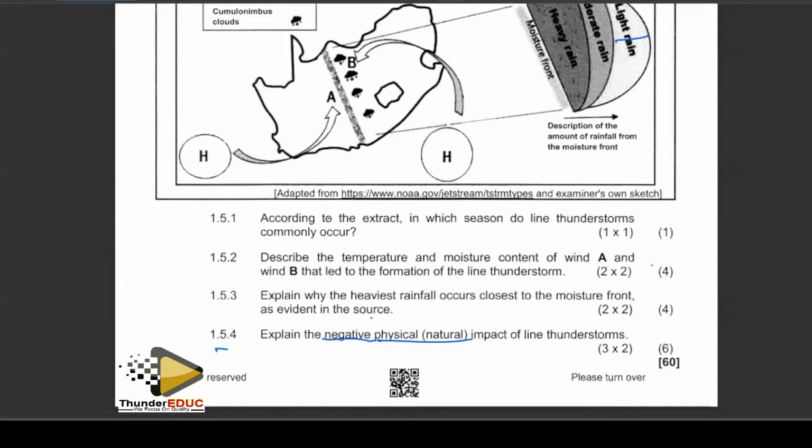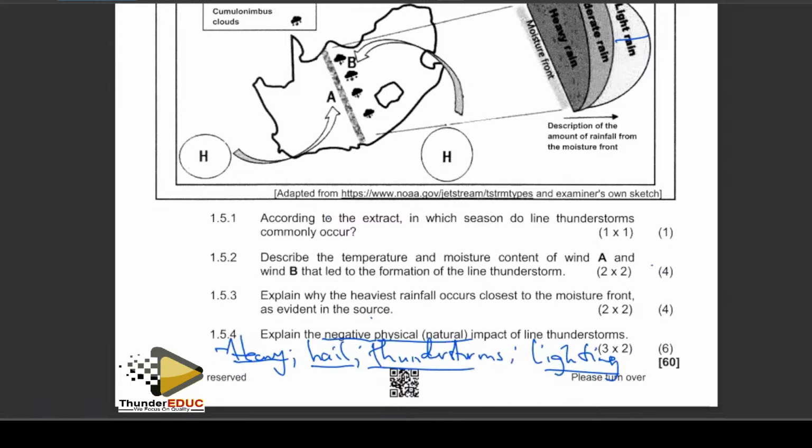With line thunderstorms, they are associated with heavy rainfall, which can also have hail, and they also have thunder and lightning. So if you pick on those weather elements and try to relate them to the natural environment, you will be able to answer the question. If you know the typical elements associated with line thunderstorms, then you relate them to how they negatively impact on the natural environment.